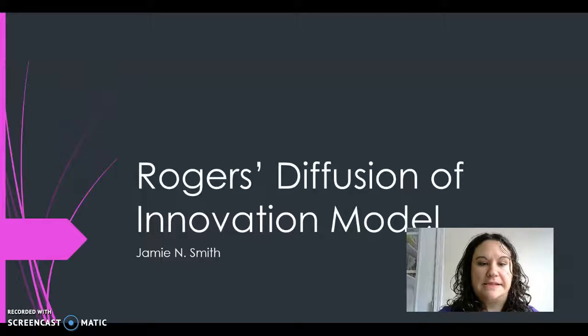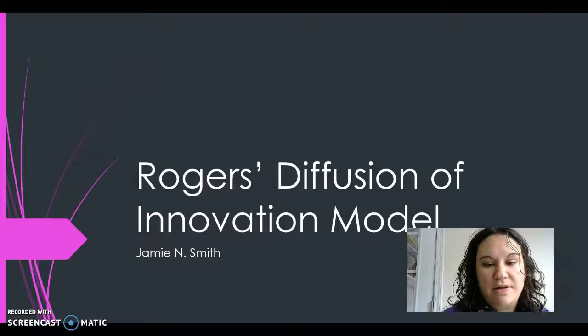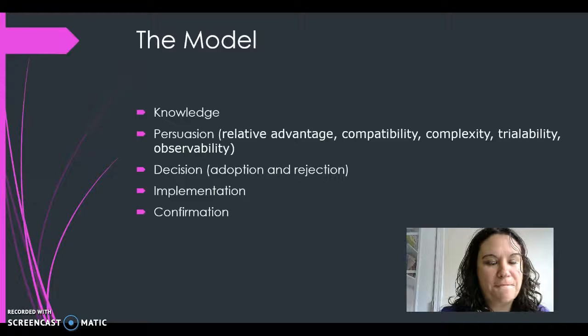Hi, this is my review of the Rogers Diffusion of Innovation model. And here we go. There's lots to talk about.